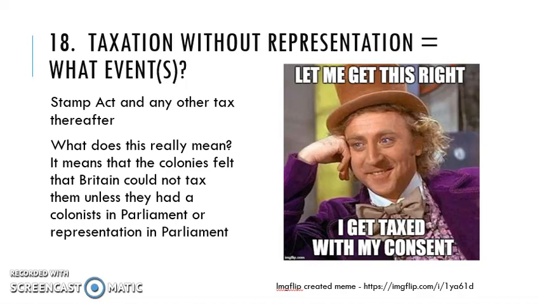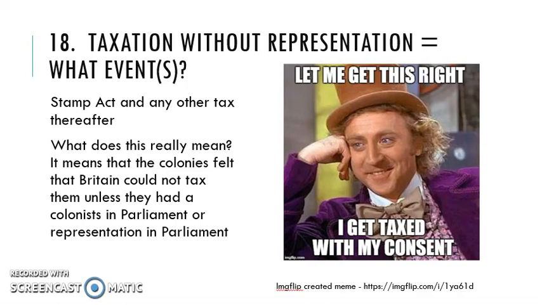So remember, Britain passes a Stamp Act, a tax on like all paper legal material. And so that creates the Stamp Act Congress, Sons of Liberty start. And so a lot of protests. And remember, the colonists use protests, boycotts, and then eventually violence. So what does it really mean? It means that the colonies felt that Britain could not tax them unless they had a colonial representative in Parliament.